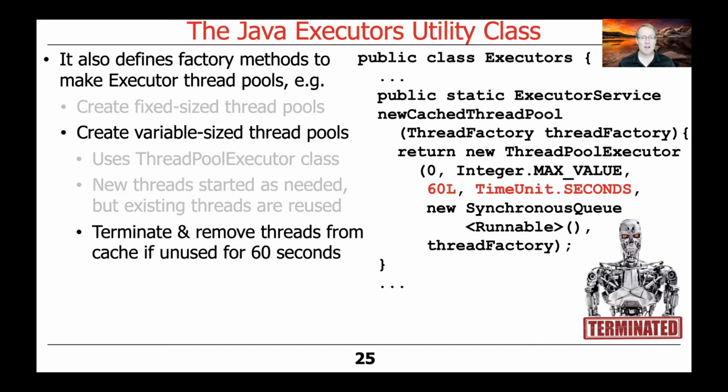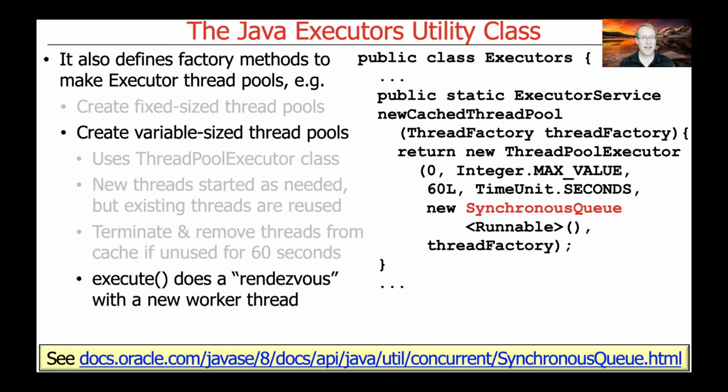However, the timeout value here says after a thread is unused for 60 seconds, go ahead and terminate it. So get rid of it, remove it from the pool of threads. However, if a thread has been created and it has been idle for less than 60 seconds and a new request comes in, then that thread can be used to process that request. And the way that happens under the hood is by using something called a synchronous queue.